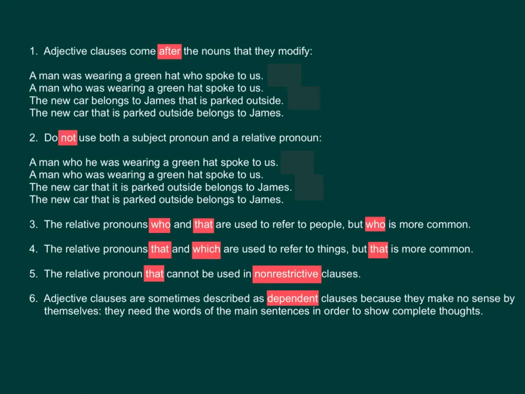Adjective clauses come after the nouns that they modify. 以下邊一句係正確嘅呢？A man was wearing a green hat who spoke to us. It is wrong. A man who was wearing a green hat spoke to us. It is right.